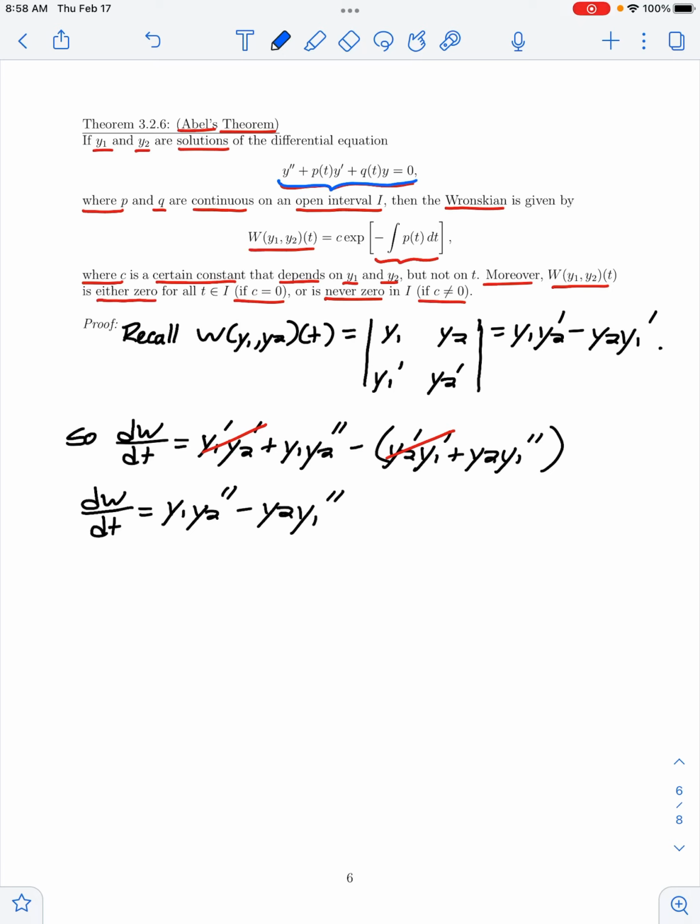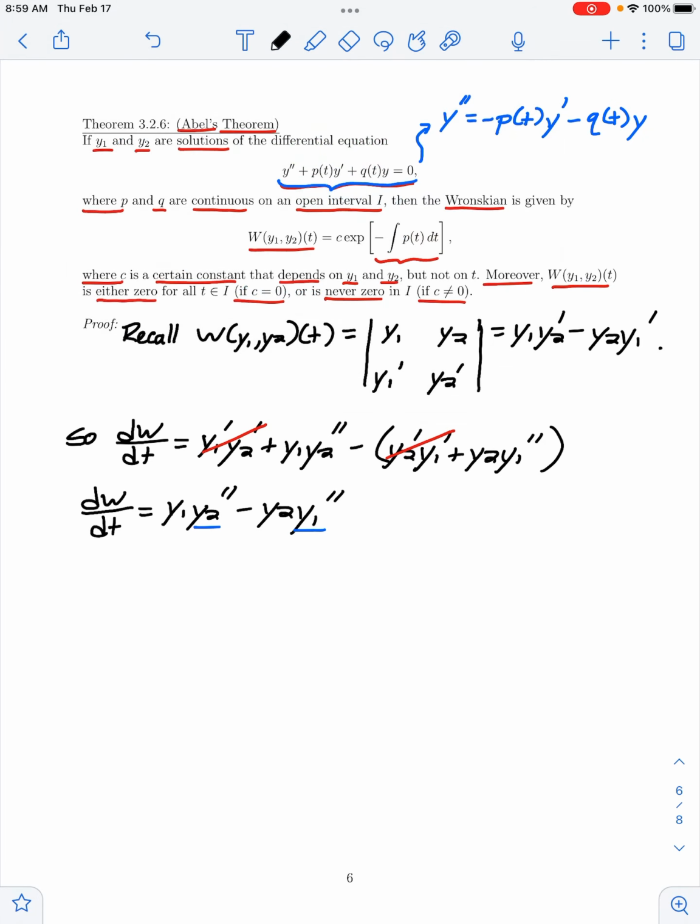So where I have these two expressions for y1 double prime and y2 double prime, well, we can solve for y double prime in terms of the lower order derivatives using our equation. This equation, if we solve for y double prime, is equal to negative p of t times y prime minus q of t times y. And since y1 and y2 are both solutions of this equation, y1 double prime and y2 double prime are given by this expression that we've just solved for.